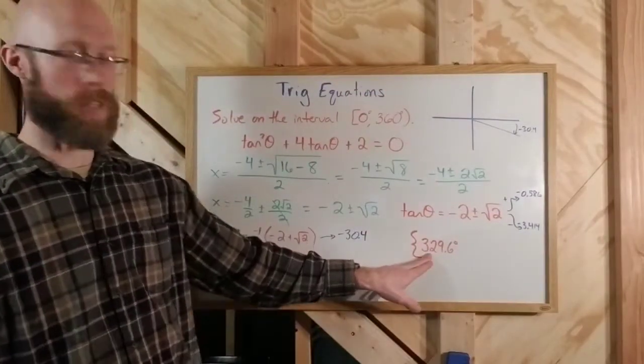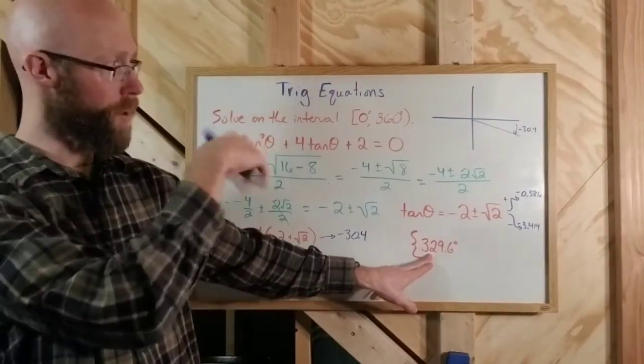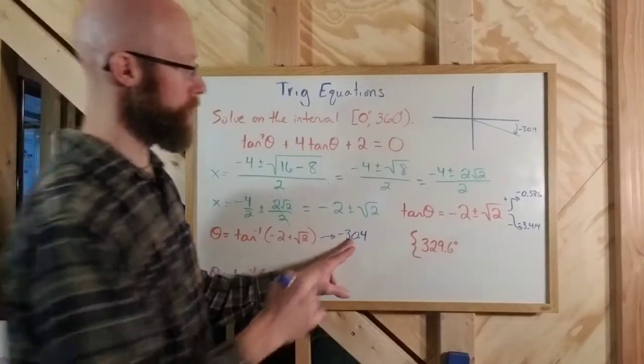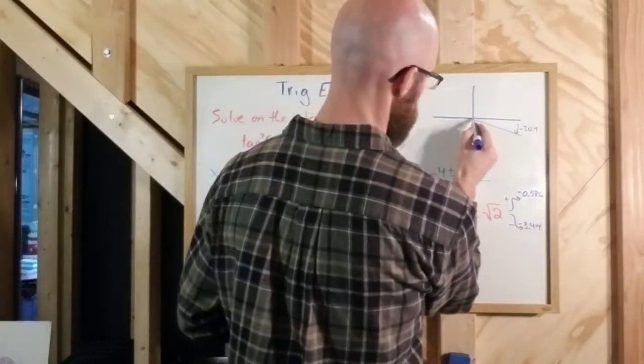Then that's equivalent to this 329.6 if you go around the other way. So what I want is a similar angle in the second quadrant.